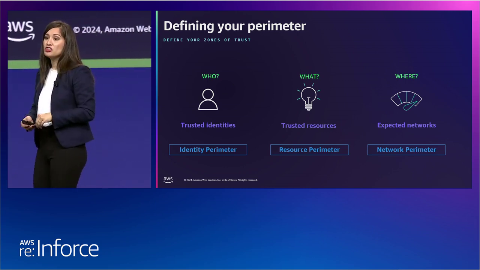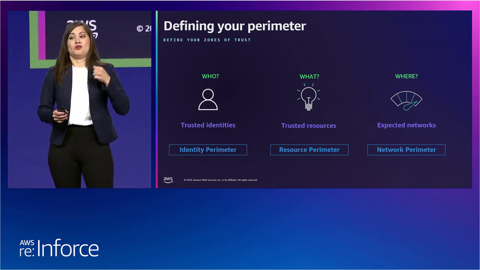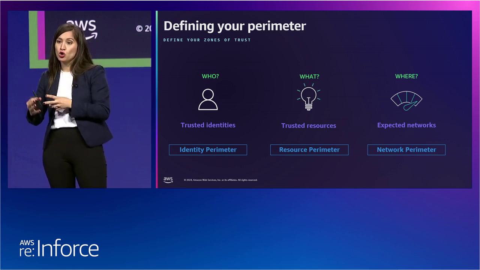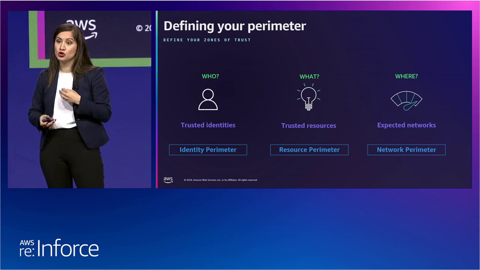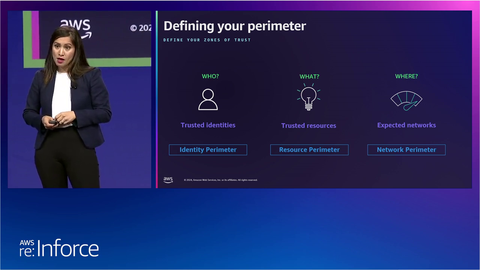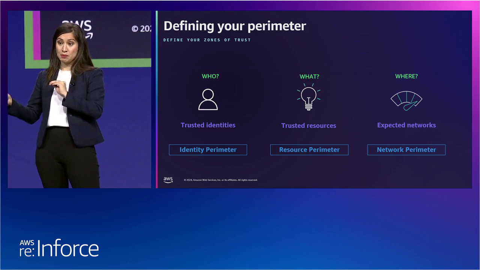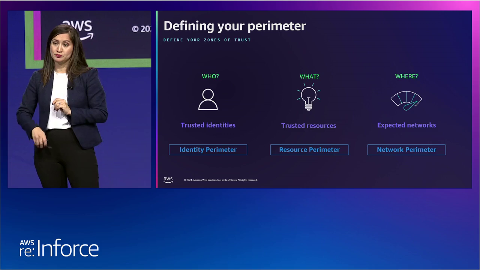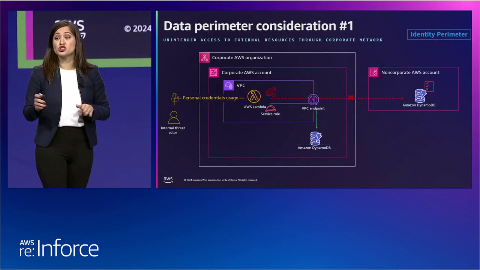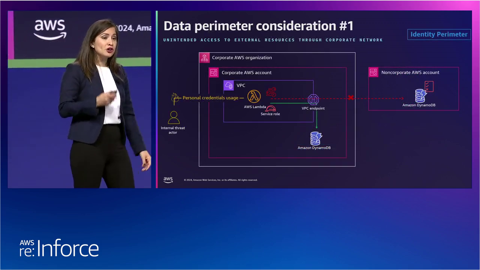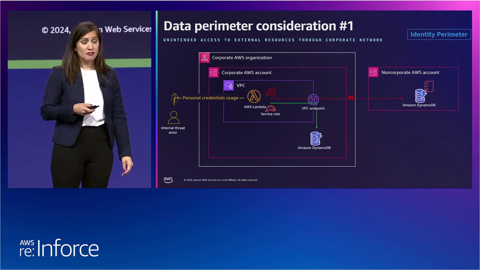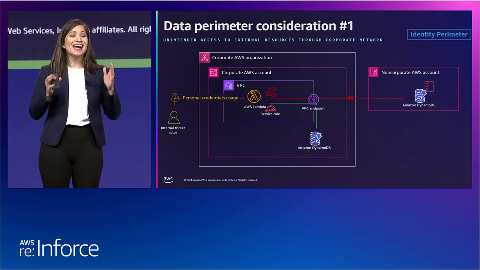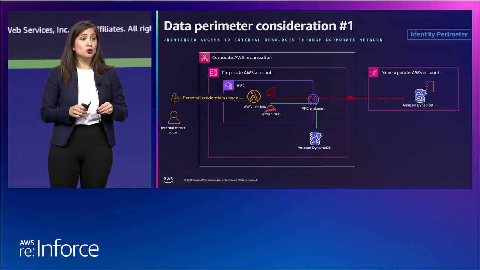With a clear understanding of who, what, and where, you can start designing controls, authorization policies that you're going to apply to your environment. Now, before you actually apply those to your environment, you need to see what access patterns you're trying to avoid. And I want to talk about some of them. The first risk and consideration for the data perimeter control that I want to talk about is unintended access to resources through the corporate network.